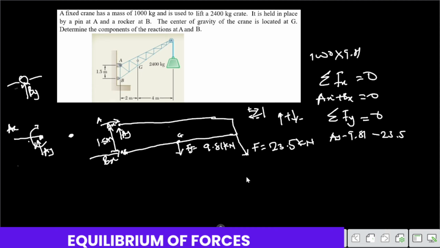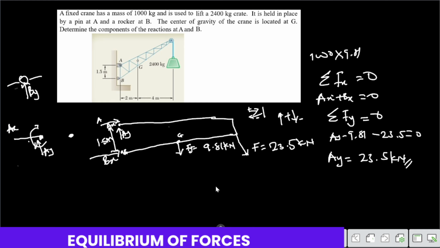Because they are all in kilonewtons, that is why I didn't write the prefixes attached to it. So all these will be equal to 0. So it means that we can get our AY. AY will be equal to the summation of these two, for downward. So this will give us 23.56 kilonewton.